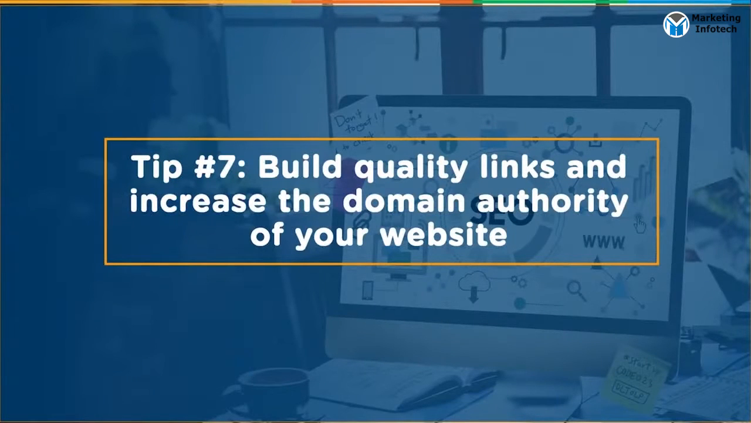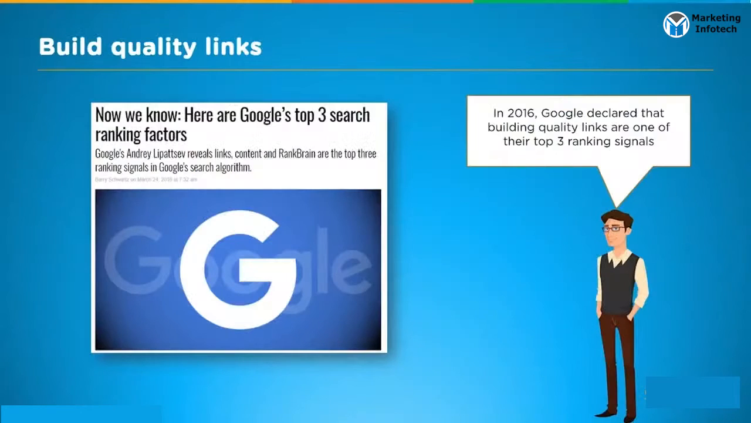Tip number 7, build quality links and increase the domain authority of your website. Google's top 3 search ranking factors include link building. So you need to have quality links from quality sites pointing to your site, and that's a factor in terms of ranking. That falls under off-page SEO. You need to build references and links on quality sites.